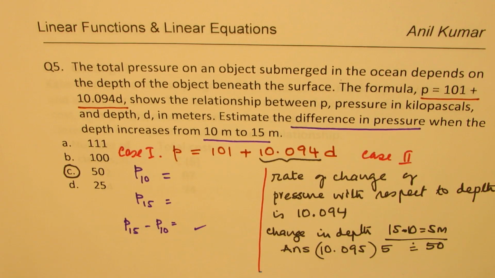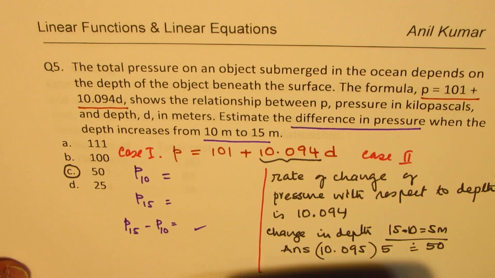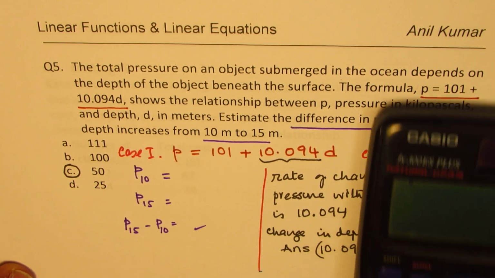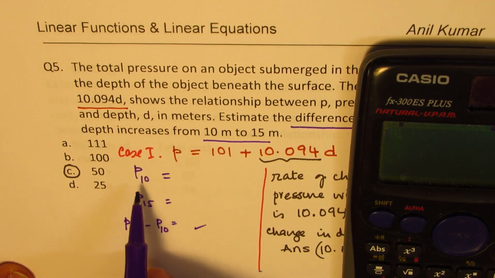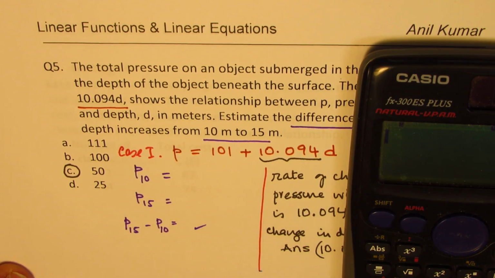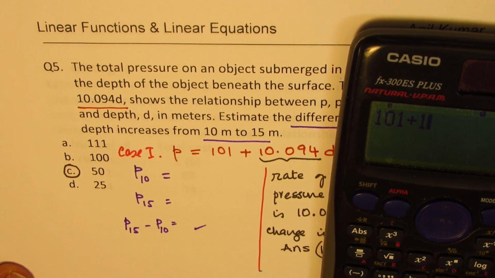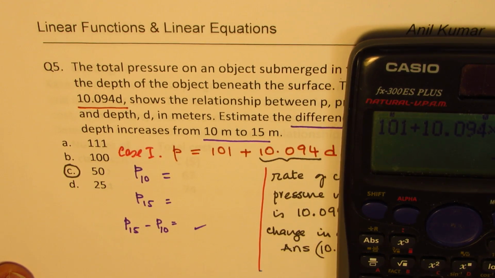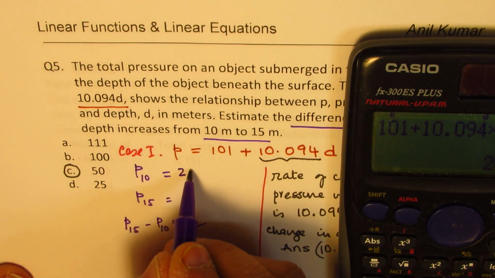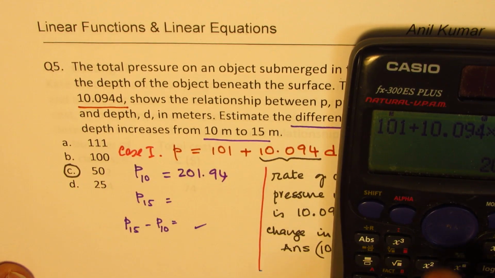You do get equations to solve, but if you fall into the trap of finding real values, you really waste a lot of time. But anyway, let us check our answer using the equation also. So if the pressure is 10, let's find what this is. So it will be 101 plus 10.094 times 10, right? That is equal to, in decimals, 201.94.